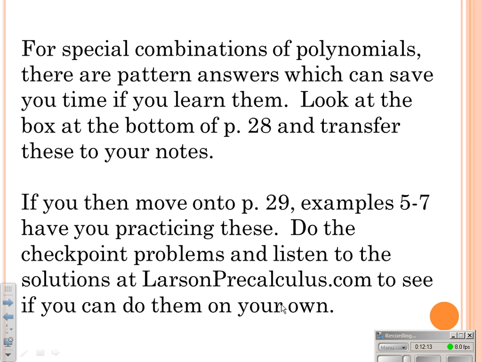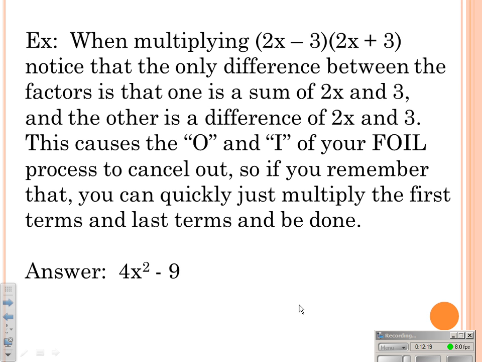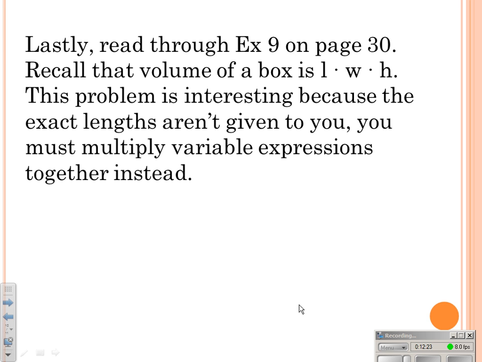All right, turn the page to example number 9 on page 30. They've got a word problem application for us here that deals with the volume of a box. Now, the algebra piece to the volume of a box is they didn't give us the dimensions. They didn't give us the length, the width, the height. They tell us about them.